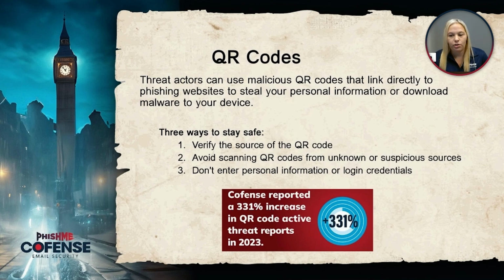And as Josh mentioned, we have seen an increase in variations of phishing types in the threat landscape. So we're going to touch on a few of those in the next couple of minutes. The first one we're going to start out with is QR codes. Threat actors can use malicious QR codes that link directly to phishing websites to either steal your personal information or download malware on your device.